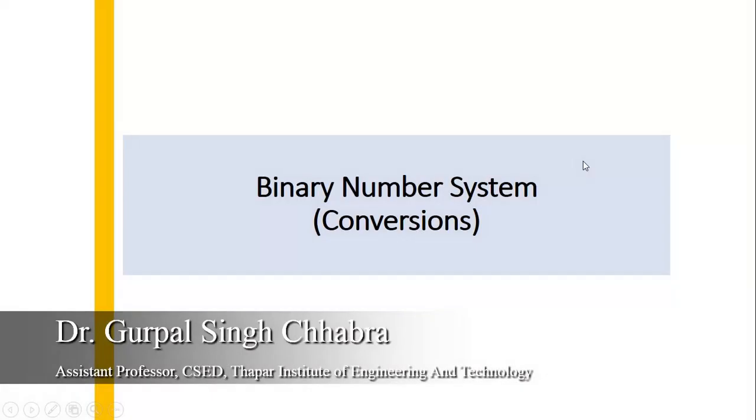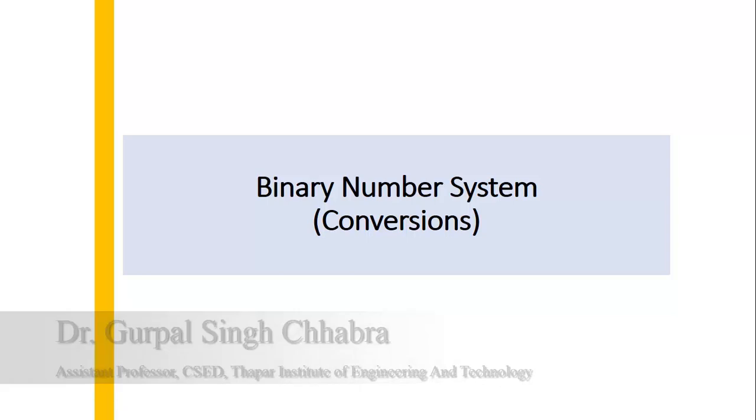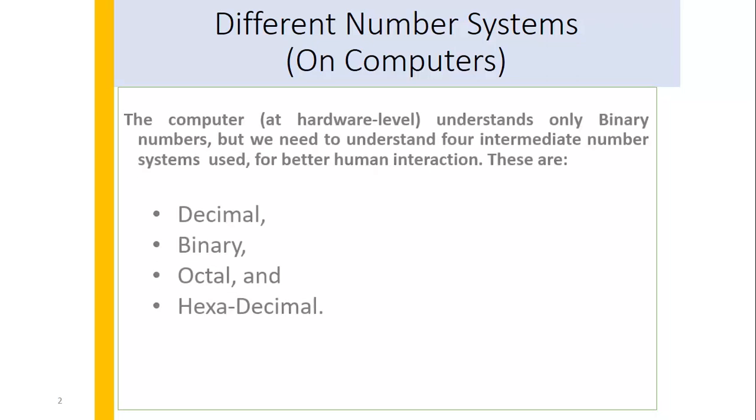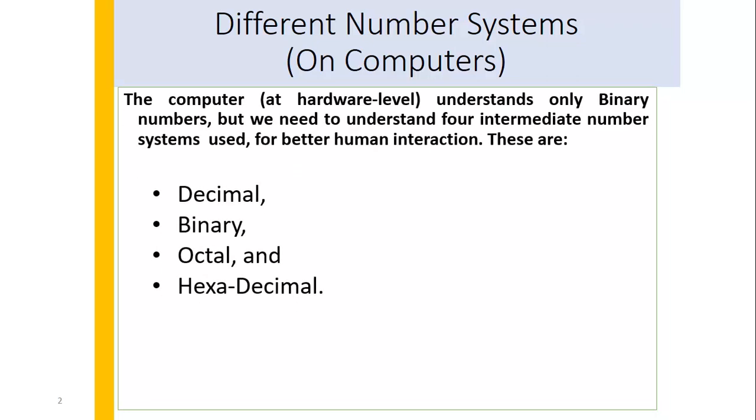Hi, the topic for this session is conversions in the binary number system. In the previous session, we discussed four number systems that are helpful in understanding computers and their working. But eventually, the computer understands one number system, that is the binary number system. The four that we need to understand were decimal, binary, octal, and hexadecimal.